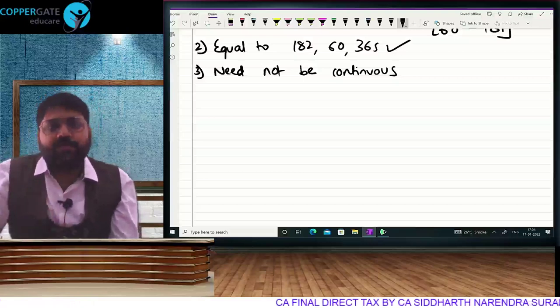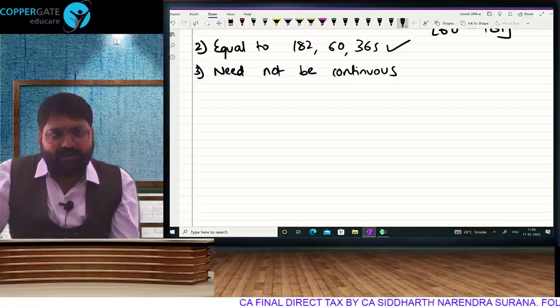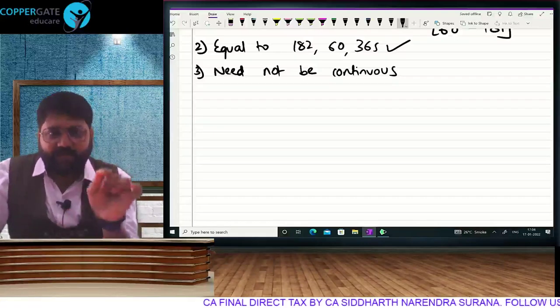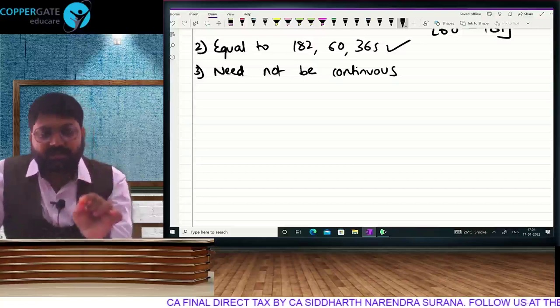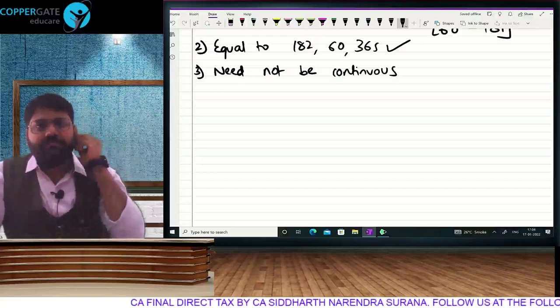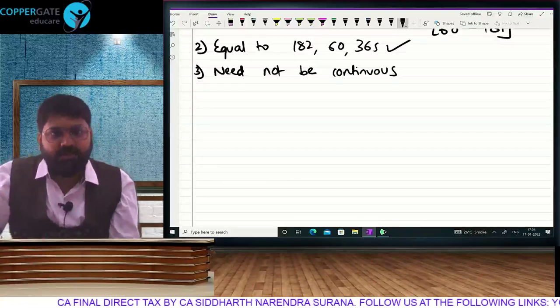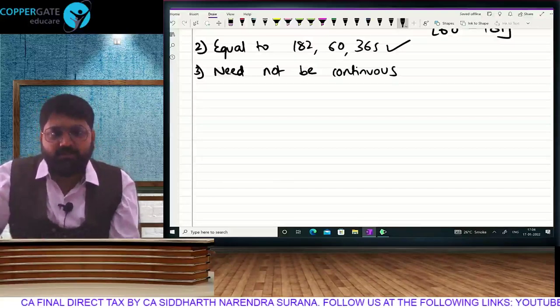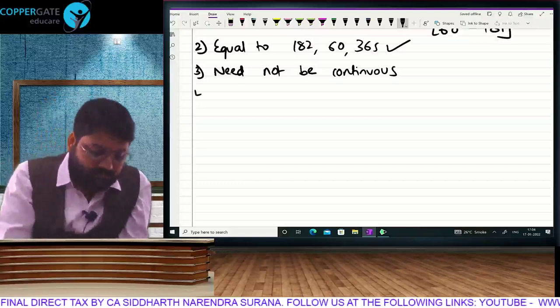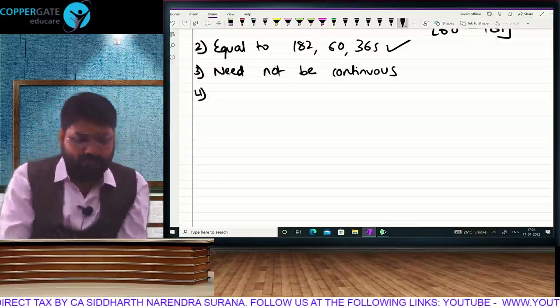Have you understood the meaning of the point number 3 that I have written here? The stay that we have written, 182, 60, 365, need not be continuous. It can be in small parts also. Is that understood? Very good.